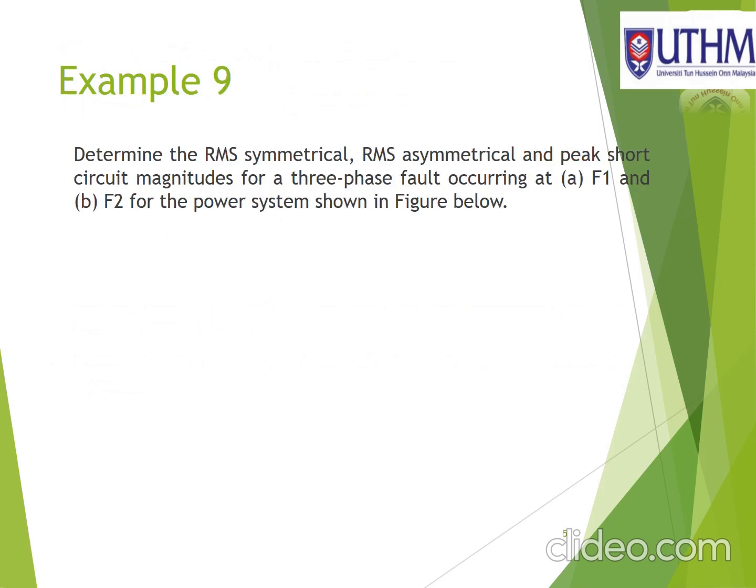The half cycle factor is used to calculate the asymmetrical fault current. Now we go to example 9. Determine the RMS symmetrical, RMS asymmetrical, and peak short circuit magnitudes for a three-phase fault occurring at F1 and F2 for the power system shown in the figure below. The figure is on the next slide.